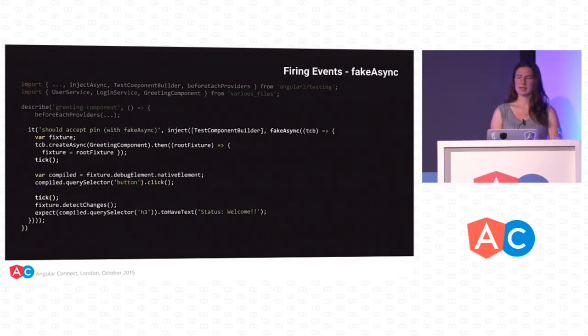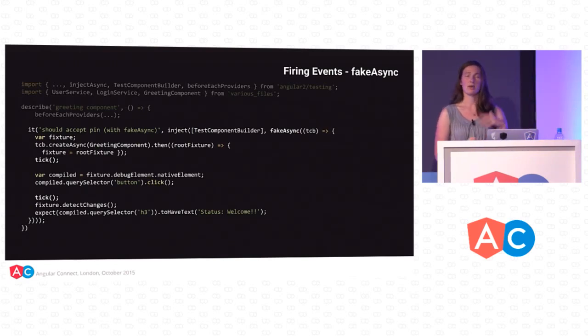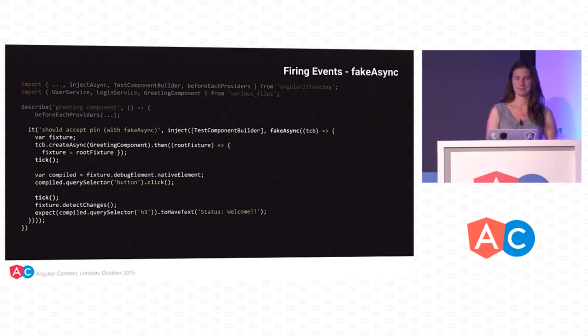We could also use our fake async friend from before to manage this asynchronous firing of events after clicking enter. So we would wrap everything in fake async. We would ask the test component builder to create the test fixture for us, and then we would run a tick to make sure that all of those events fire, simulated synchronously. Then we run the click event, run another tick, and then we can synchronously detect our changes.